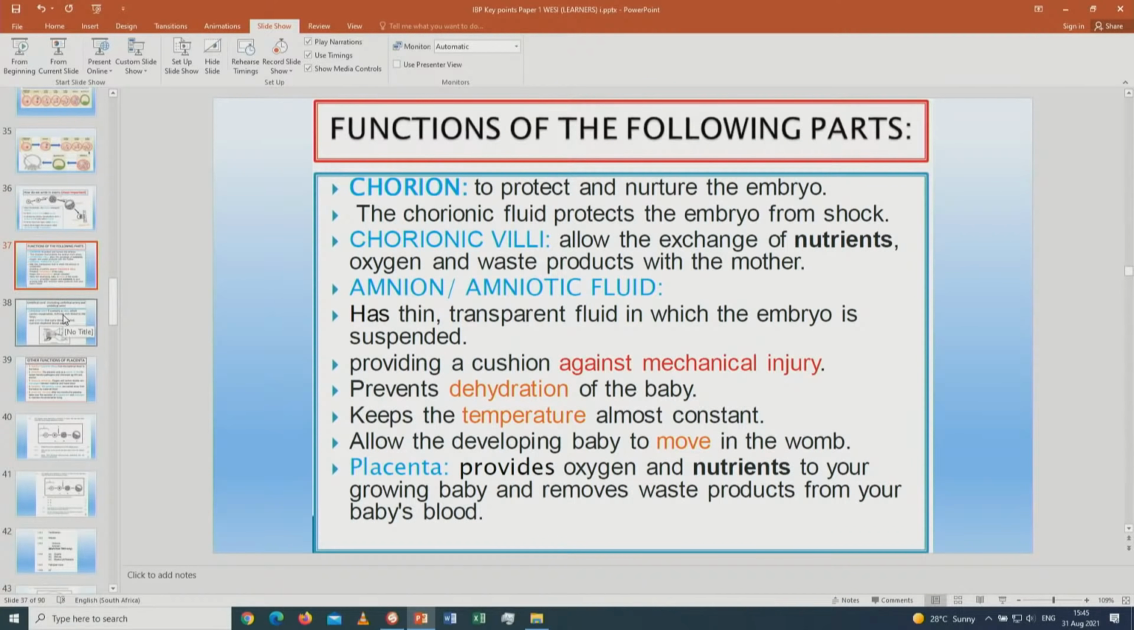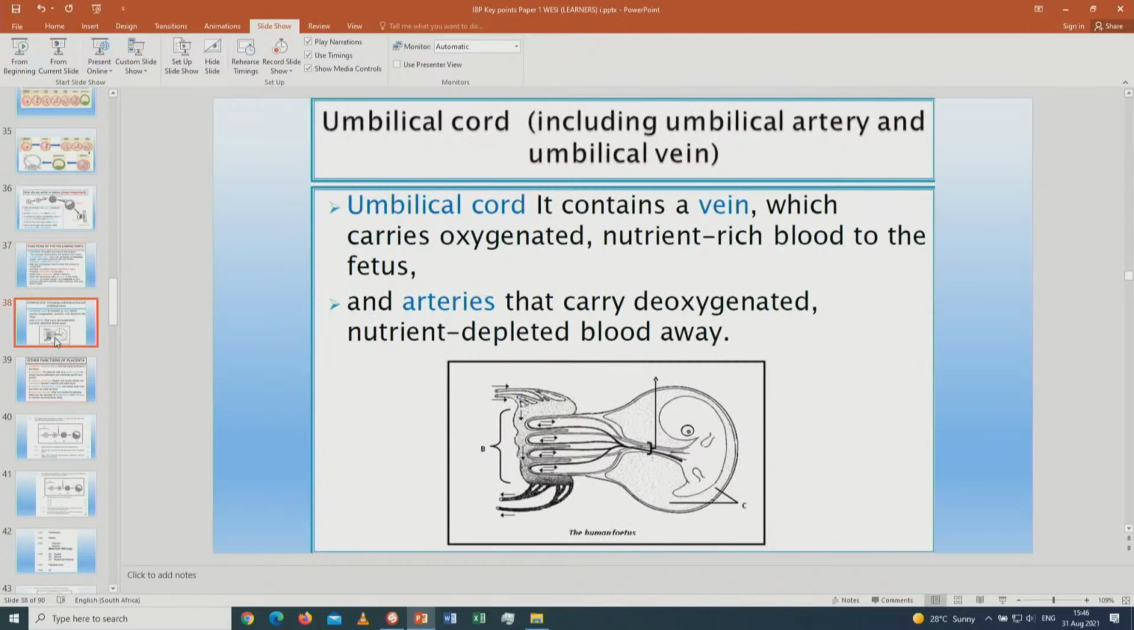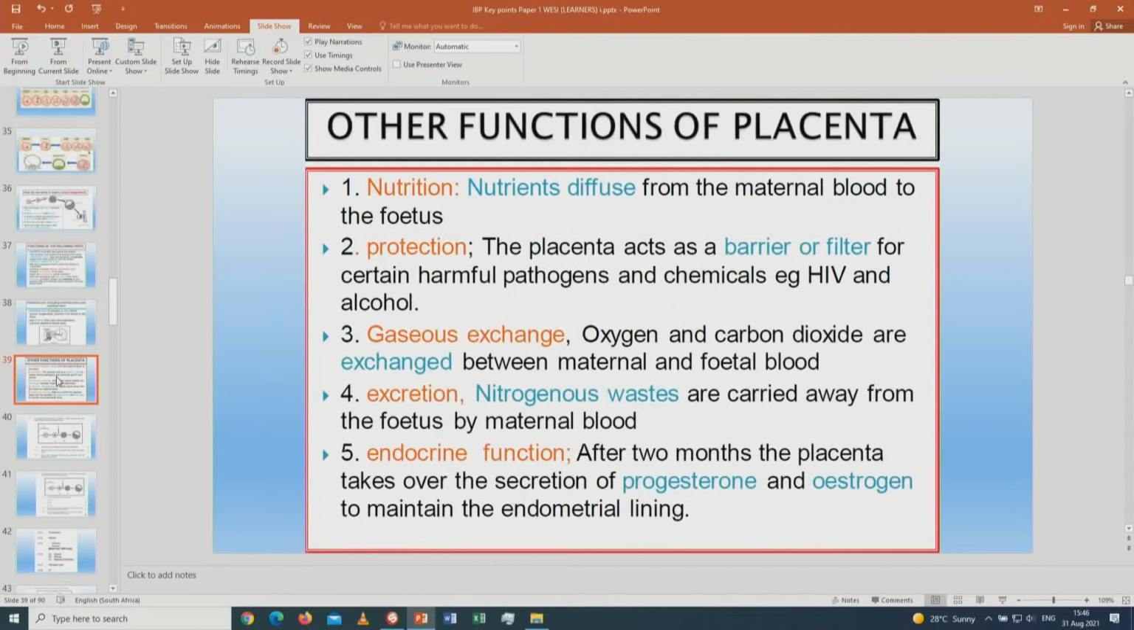And then again, another thing which is very important for the next coming examination, know the functions of this chorion, chorionic villi, amnion, amniotic fluid, and then the placenta, please. And then also the umbilical cord, which contains the veins and arteries, please again. And then the placenta, the role of placenta during the process of pregnancy. So please just make sure that you go through this.